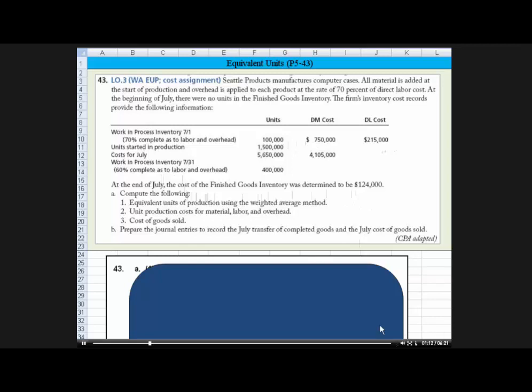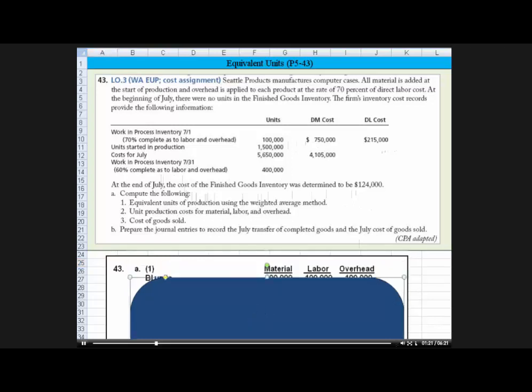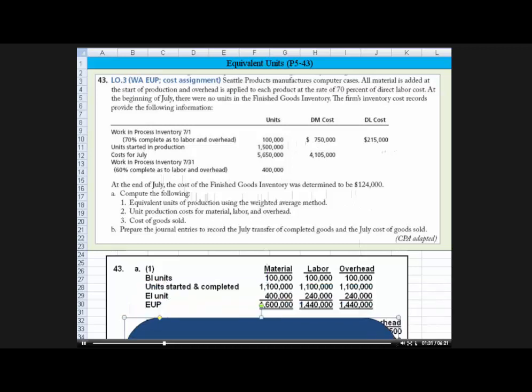All right, now I've got this one appearing down below, and we'll just slide it and we'll work on it. So part A is to compute the equivalent units. So if I can grab this and slide this down, what we'll do is we'll take a look at what the material and labor overhead units were and go from there. So let's take a look and see what part A reveals.